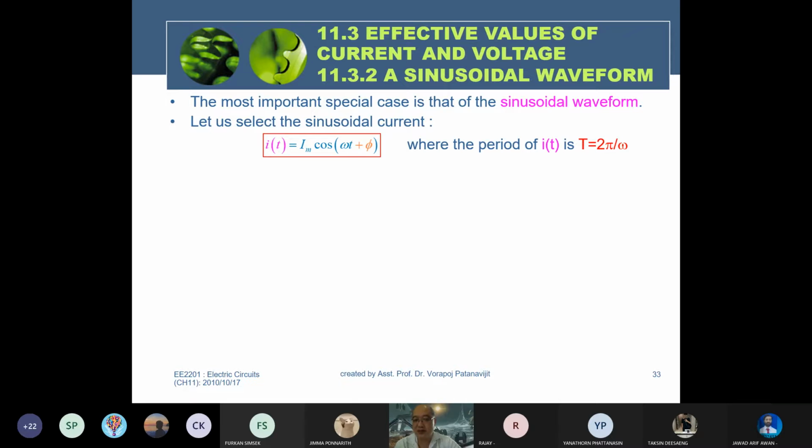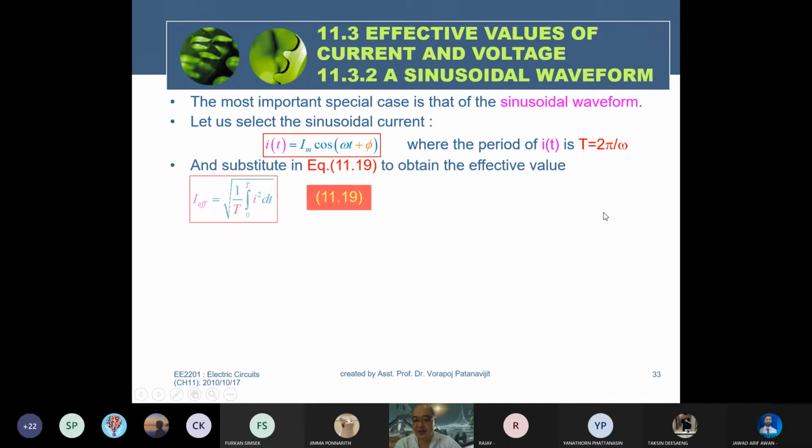The most important special case is that of the sinusoidal waveform. Let us select the sinusoidal current in the general form, i(t) equal to Im cos(omega t plus phi), where the period of i is equal to 2 pi divided by omega. And substituting into equation 19 to obtain the effective value. This is the I effective in the root mean square definition: square root, mean, and the square in here.